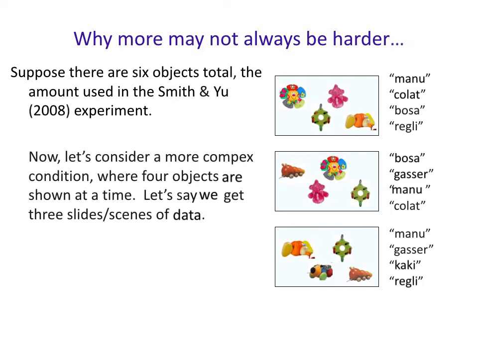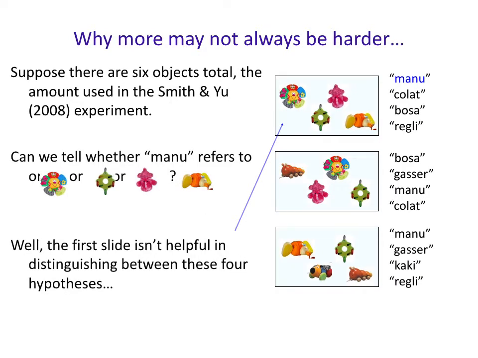Now, what happens if we consider a more complex condition, where 4 objects are shown at a time, right? And you have 4 labels. So let's say we get 3 slides or scenes worth of data that have 4 objects in them, right? So let's look at the first one. Can we tell whether Manu refers to any of these 4 objects? And the answer, of course, is no. If that's the first time we've seen it, Manu could be any one of those 4 objects.